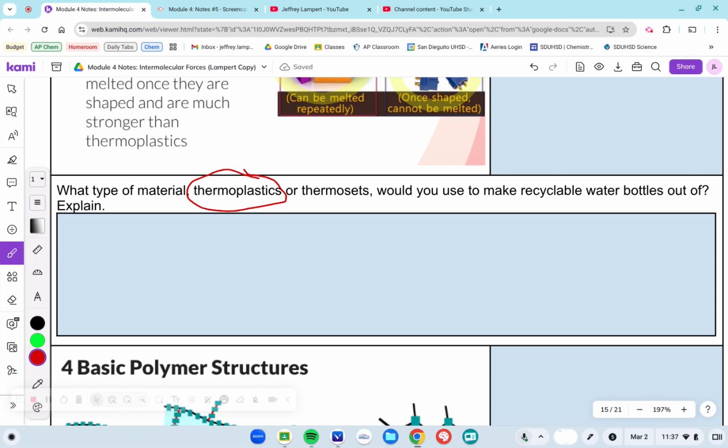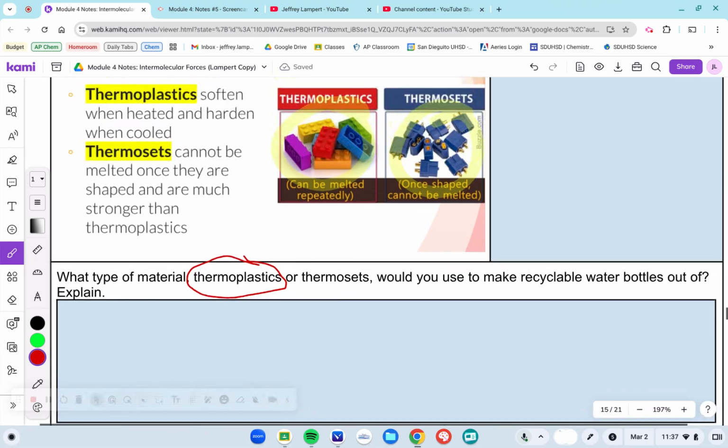So if we had a thermoset, we can't really take it and then remelt it and then shape it into something else. Whereas if we have a thermoplastic, it could be melted, and then after we melt it, we could just mold it into something new. So I take the water bottle, crush it into small pieces, melt it down, and then I can make it into a new shape. So that makes it a little bit easier to recycle.